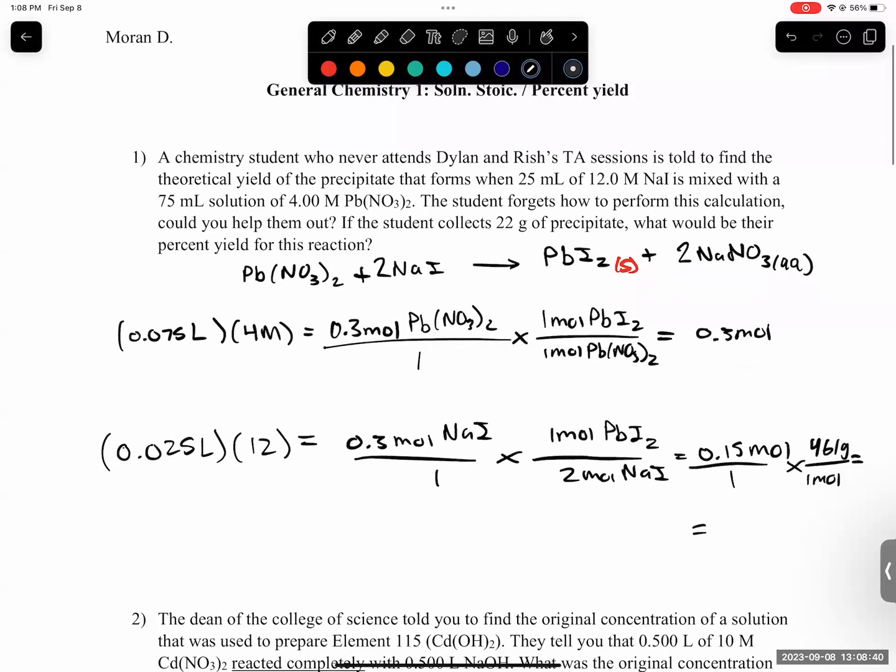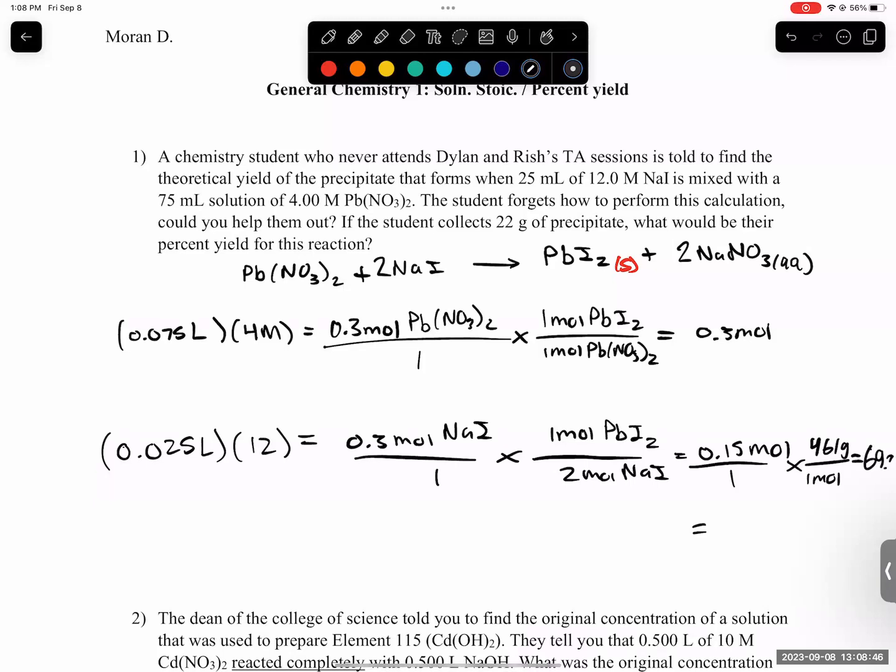So I think when I did this earlier, it gave me like 69 grams. Is that right? Say 69.2 or something. Okay, perfect. We'll round that to 69.2. And that's the theoretical yield, right? 69.2 grams. And then it tells us that there is actually 22 grams of precipitate collected. So it's asking for the percent yield. So what's the equation for percent yield?